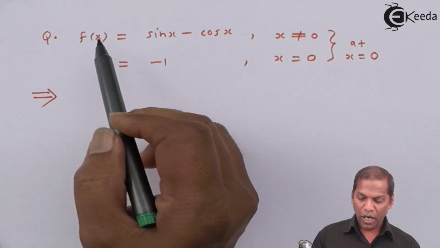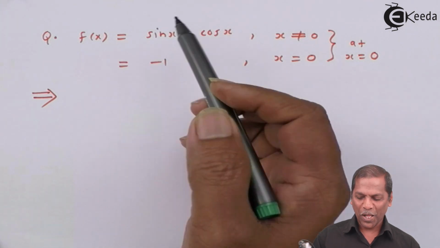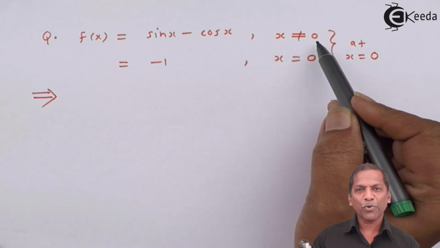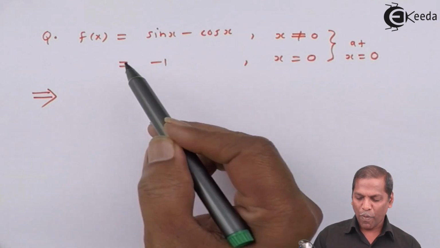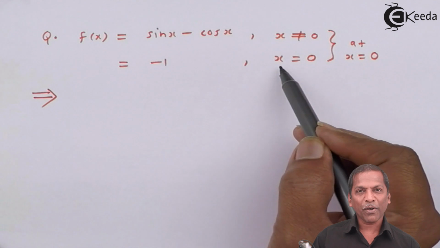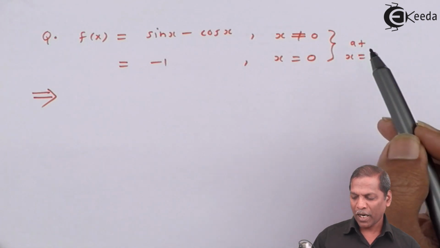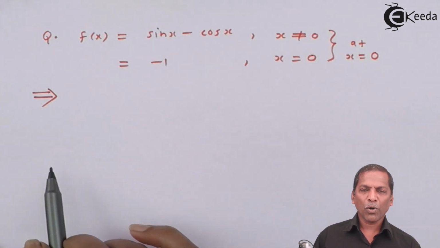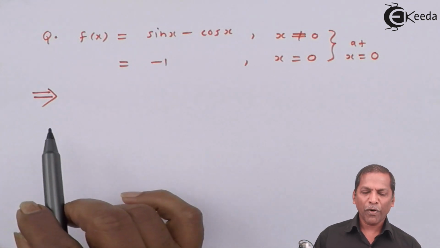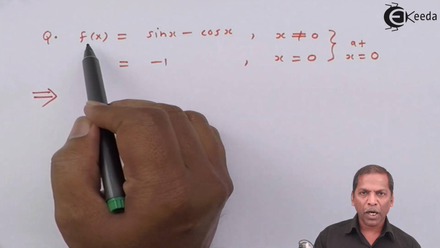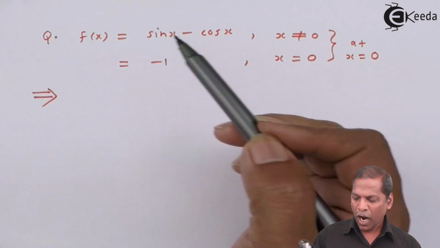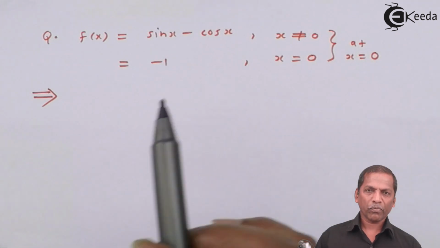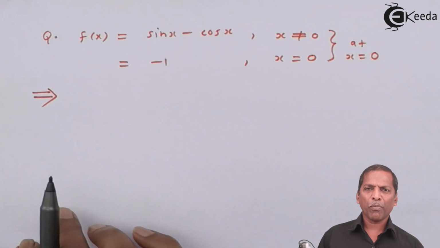The question is f of x is equal to sin x minus cos x, for x not equal to 0, and equal to minus 1, for x equal to 0, at x equal to 0. So in this question, we have to discuss whether the given function f of x is continuous or not at the indicated point x equal to 0. Now here the solution is quite simple.